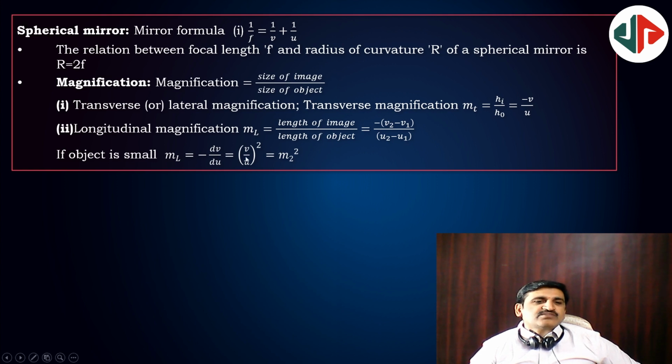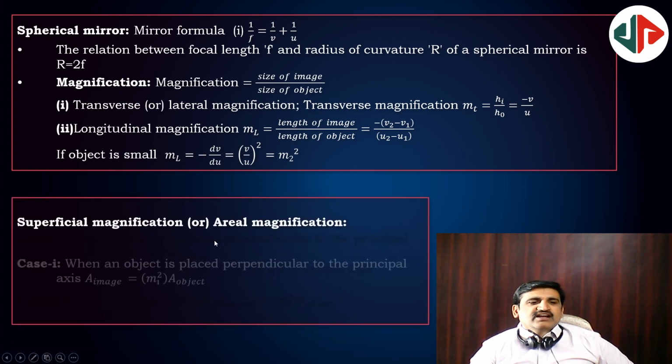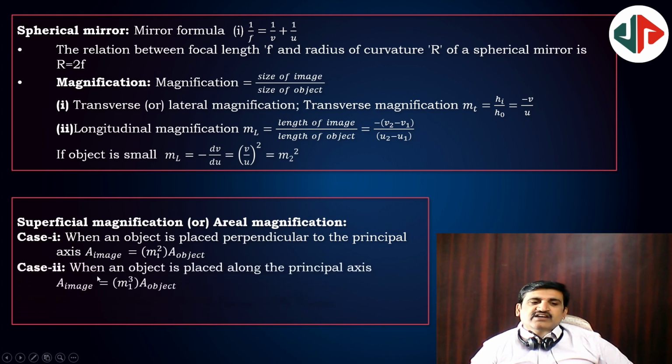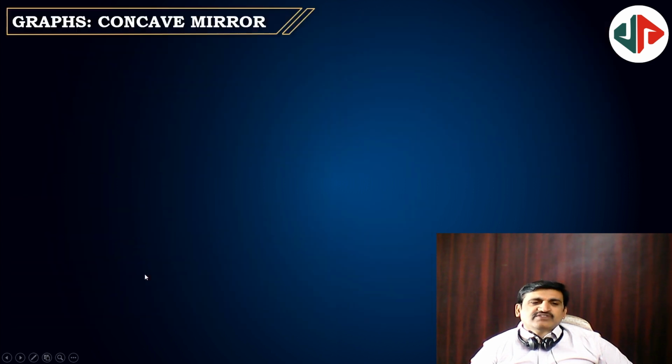And for a small object, longitudinal magnification is equal to minus dv by du, equal to (v by u) whole square, that is equal to m square. And superficial or areal magnification: when an object is placed perpendicular to the principal axis, area of image is equal to m square into area of object. When an object is placed along the principal axis, then the magnification is m cube into the length of the object. Next, volume magnification is m power 4 into volume of the object.